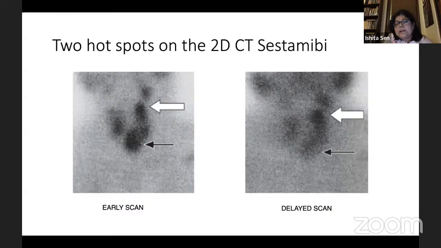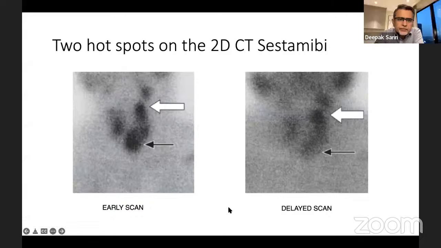Now, in this kind of situation, we need the help of some anatomical imaging, whether it is ultrasound, or a 4D CT, or a SPECT-CT, which can actually define where these little blotches of activity are sitting. Okay.